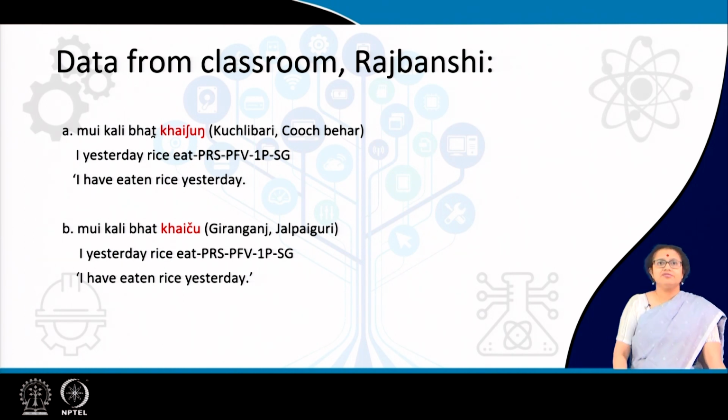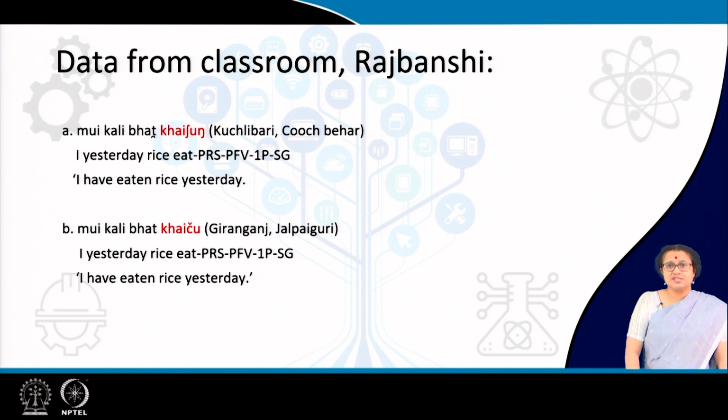So, you can find the first sentence, which is collected from Kuch Bihar area in West Bengal, Mui Kali Bhat Khaishung. Now, you know IPA, so you can read them, and you are familiar with Leipzig gloss as well. So, you can figure out the gloss as well. And Mui Kali Bhat Khaichu, which is collected from another district of West Bengal, Jalpaiguri, and I have also mentioned the name of the villages. We accessed the schools of these villages to collect data from children.